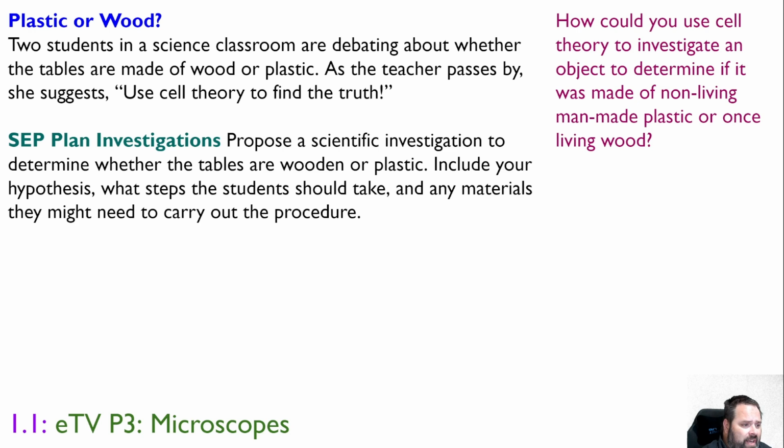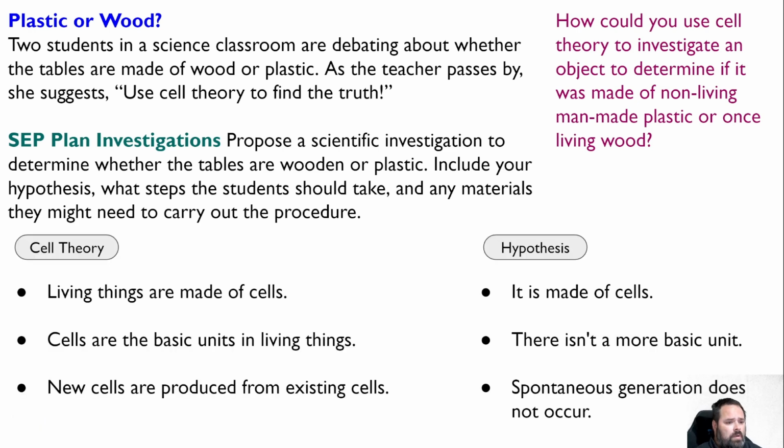Well, I think the first thing that we need to do is recall what cell theory says. It says that living things are made of cells. It says that cells are the basic units of living things. It says that new cells are produced from existing cells. So that's the framework we're starting from.